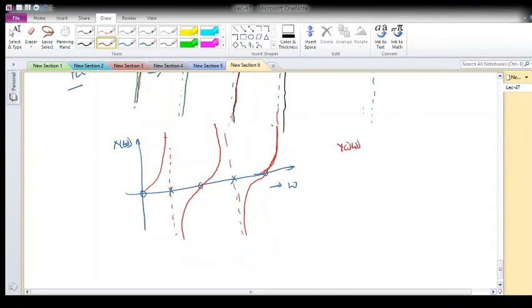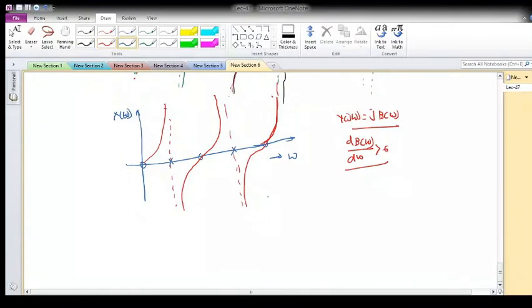So Y of j omega will be equal to j times, there it was the reactance, here it will be the susceptance, okay. And here also dB of omega with respect to omega will always be greater than 0, okay. So this is also one more very important property of LC impedance. So let us summarize the properties of the LC driving point impedance, LC admittance or impedance, okay.